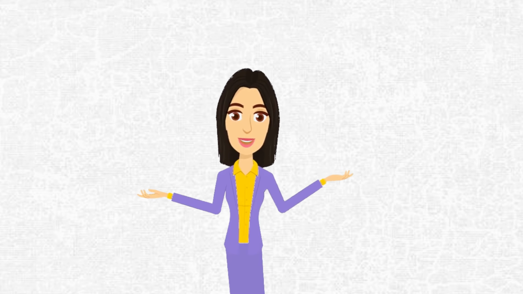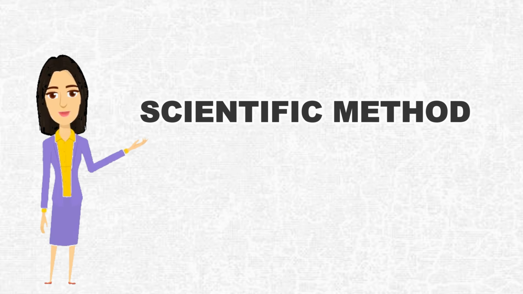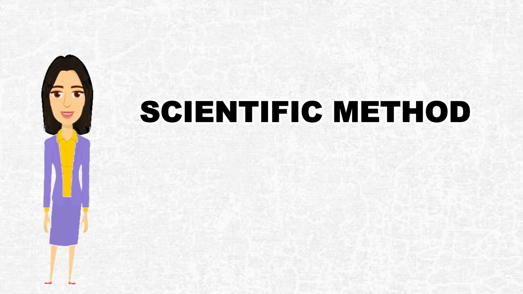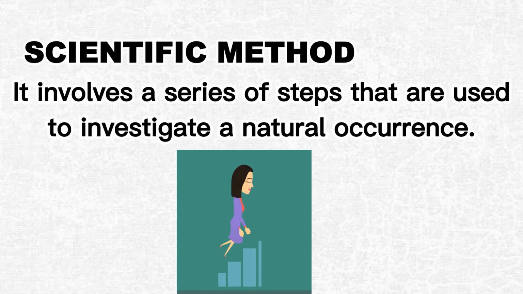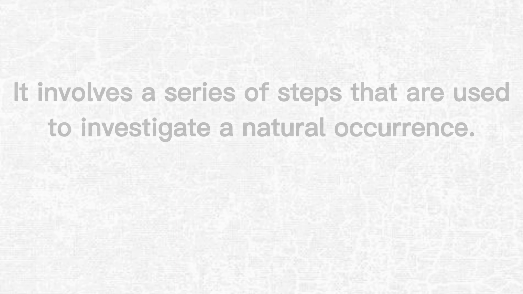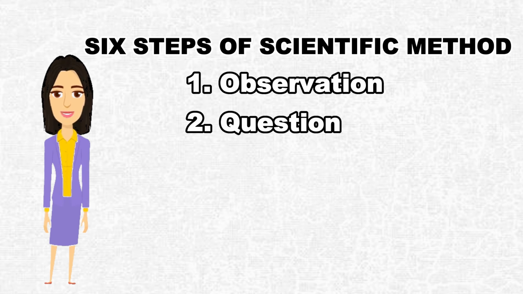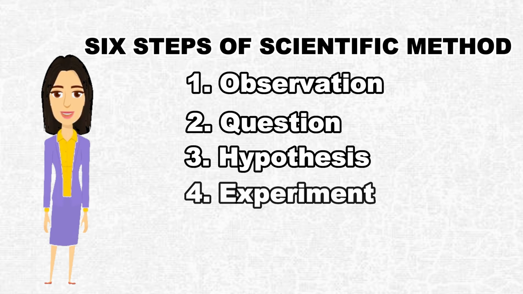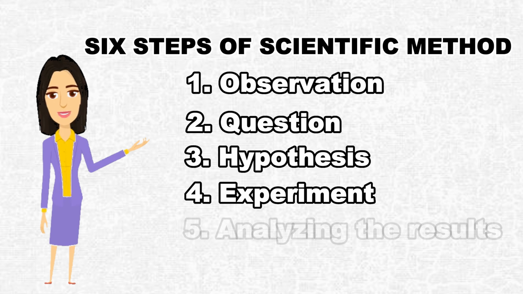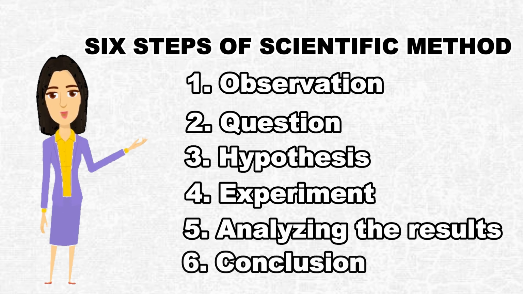And to identify what things are accurate and what is not, they do the process of scientific investigation or scientific method. Scientific method involves a series of steps that are used to investigate a natural occurrence. There are 6 steps of scientific method. First is observation. Second is question. Third is hypothesis. Fourth is experiment. Fifth is analyzing the results. And the last is conclusion.